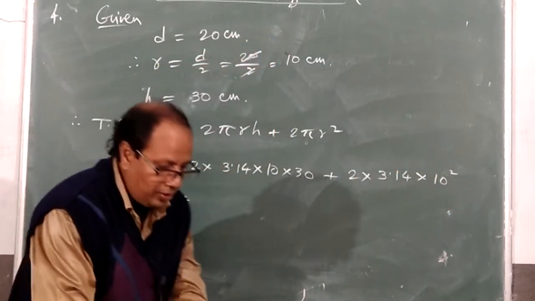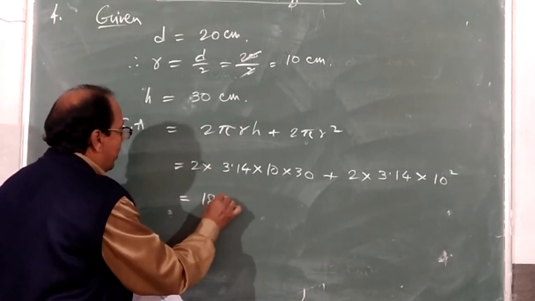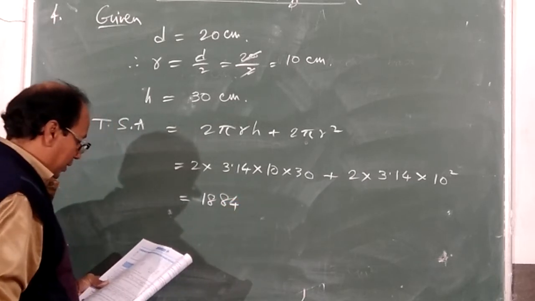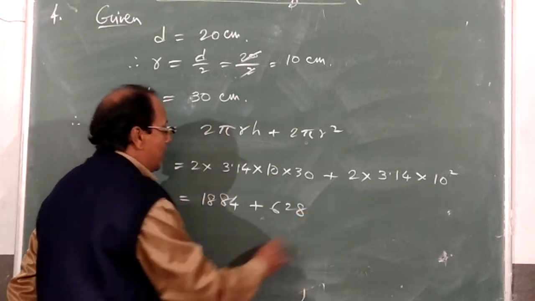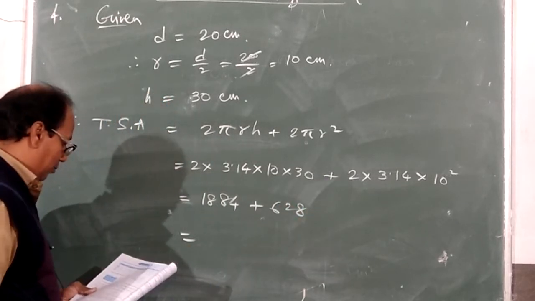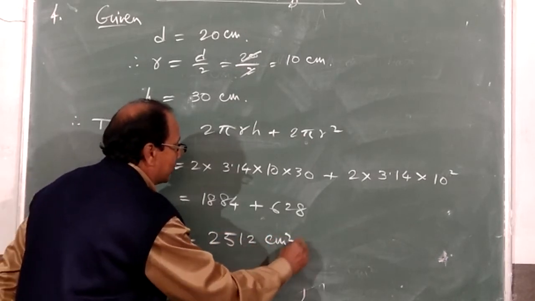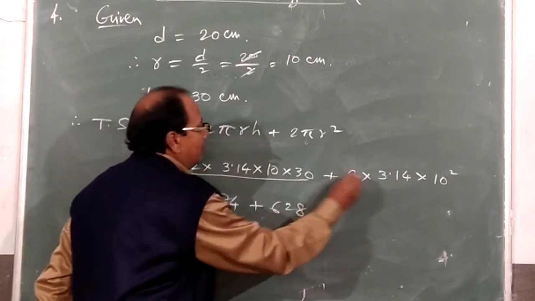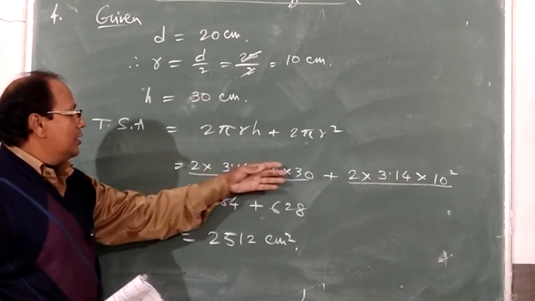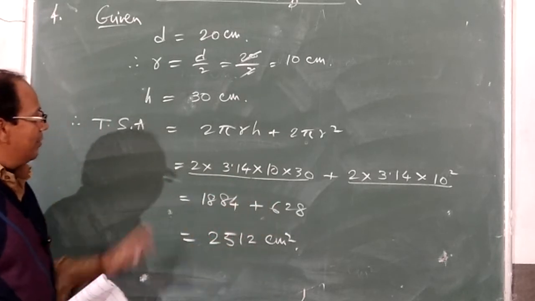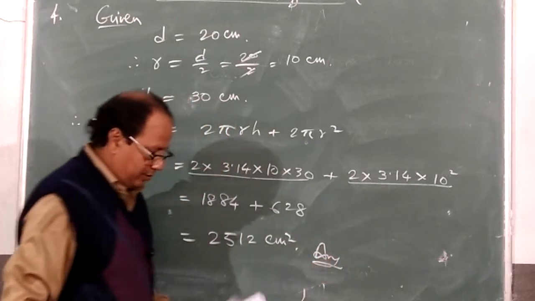Okay. So after calculating, we will see the value will be 1884 plus 628. So ultimately you will get the total value 2512 centimeter square. I am not showing the calculation because of the time problem, right? Otherwise, you just calculate, you will see the value will come exactly as I have mentioned here, right? So this is your answer.